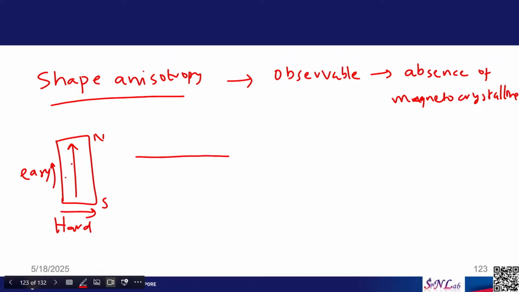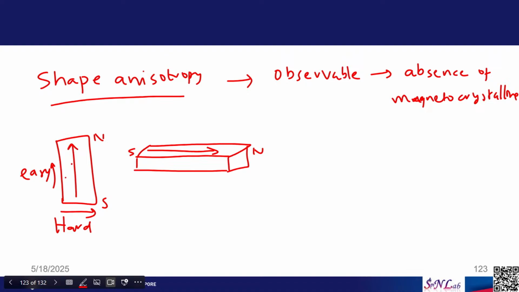Okay. So, when you have a material like this, this is the easy direction, all the other directions are hard directions. So, the rule of thumb is that the north pole and south pole formed by your magnetization should be far away from each other. Then we also learnt about some other anisotropy. Let us skip them.